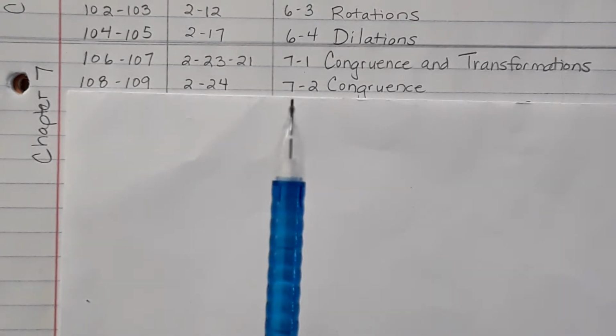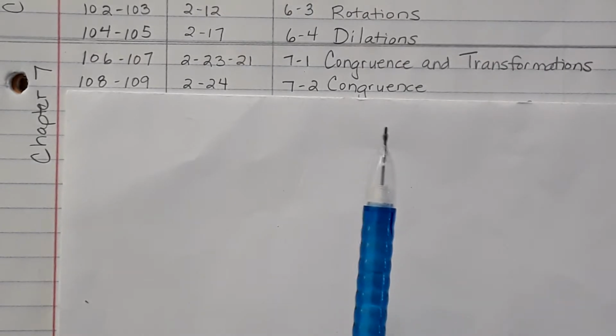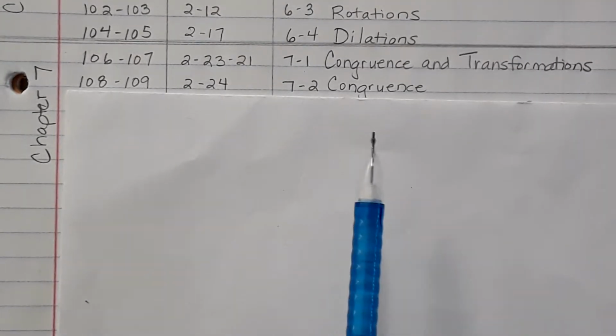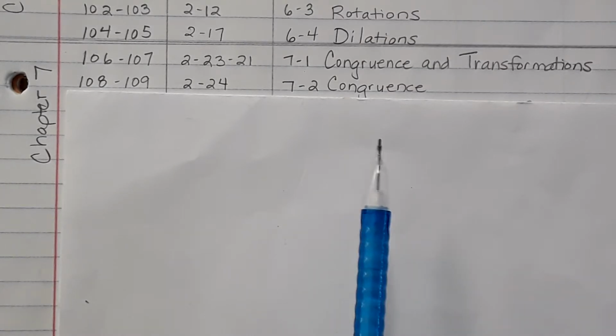Today we have Chapter 7, Lesson 2, Congruence. Remember, if things are congruent, it means it's the same shape and same size. Let's go to page 109.